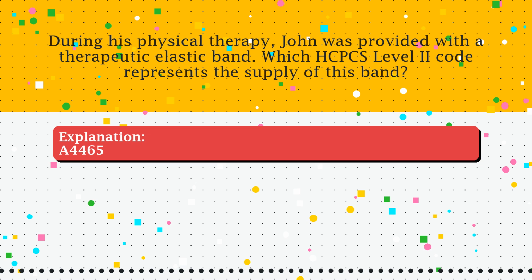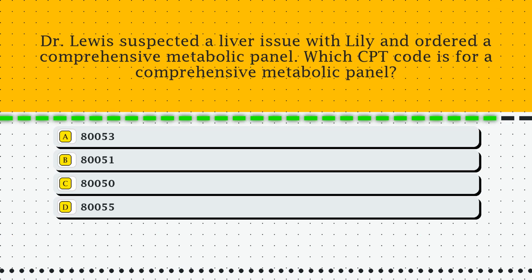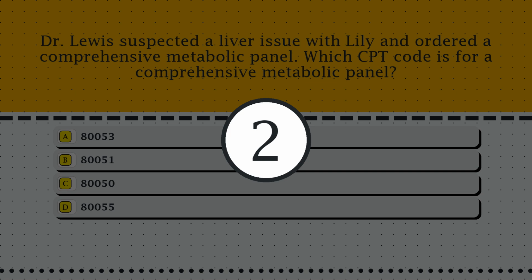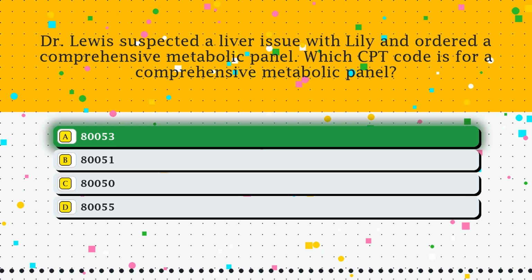A4465. Question 216. Dr. Lewis suspected a liver issue with Lily and ordered a comprehensive metabolic panel. Which CPT code is for a comprehensive metabolic panel? Option A, 80053. Option B, 80051. Option C, 80050. Option D, 80055. The correct answer is option A, 80053.